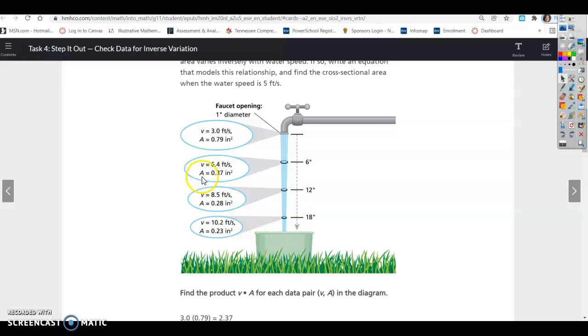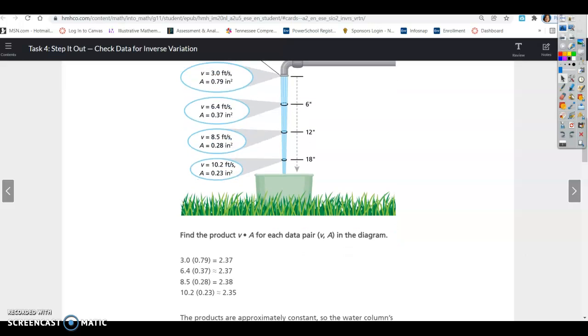So it gives you the V and the A for each one of these, and it gives you the distance from the faucet or the opening. It says find the product V times A for each data pair. So all we have to do is 3 times 0.79, and you get 2.37, and then we get approximately 2.37. Here we get 2.38, and the last one here is approximately 2.35.